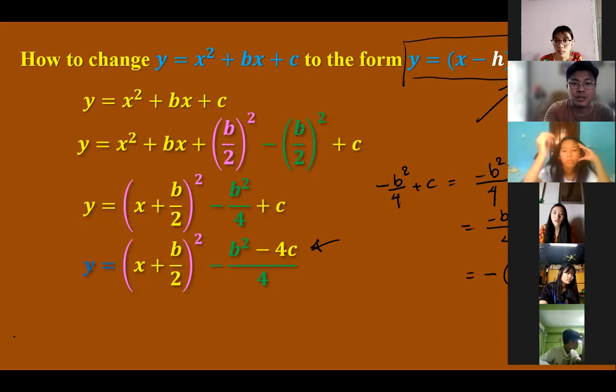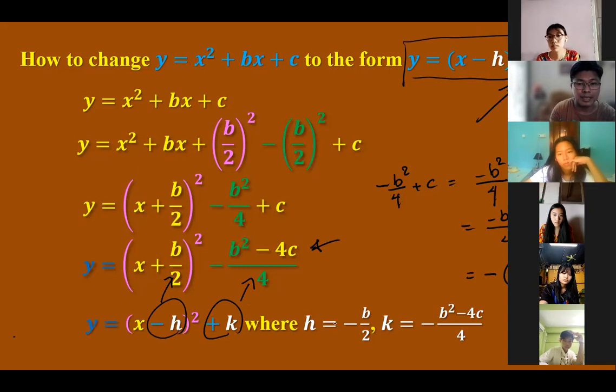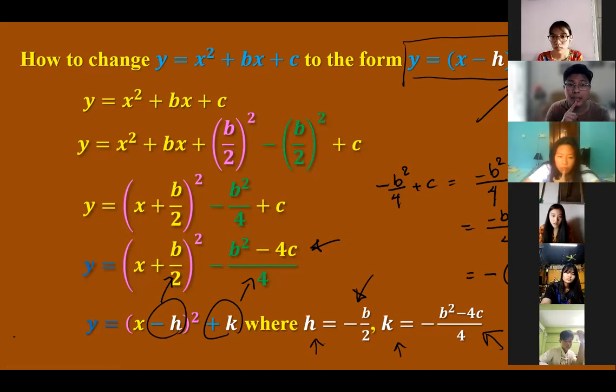y equals minus (x minus h) the whole square plus k. So the form is in this way. You get minus h equals b by 2, and k equals minus b square minus 4c over 4. So h equals minus b by 2, and k equals minus b square minus 4c over 4. h is the horizontal translation and k is the vertical translation.